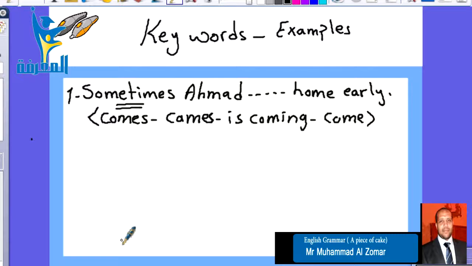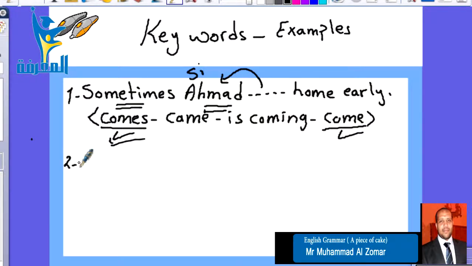So we shall use either come or comes, and that depends on the noun or the pronoun before that phrase. Let's look at the noun. It's Ahmad. It's a singular one. The singular takes comes. Yes, of course, it comes. Correct.